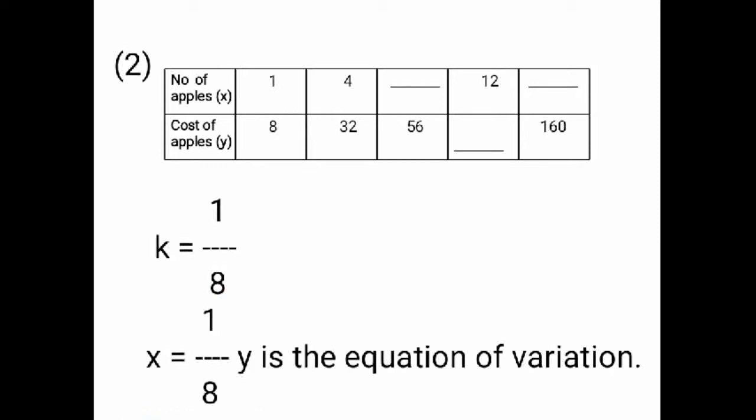Now in every column when you are solving the sum, constant of variation k is equal to 1 upon 8 you have to take. If x value is given and y value is not given, if y value is given and x value is not given.